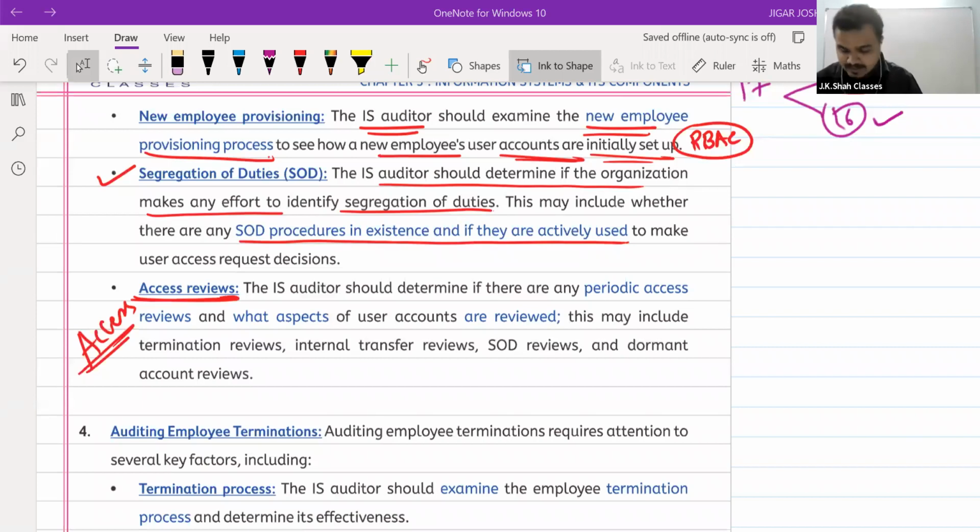Understood? Yes, sir. Let's take a very simple example of Vansh. Chartered accountant Vansh is there, who is doing the auditing in my organization.